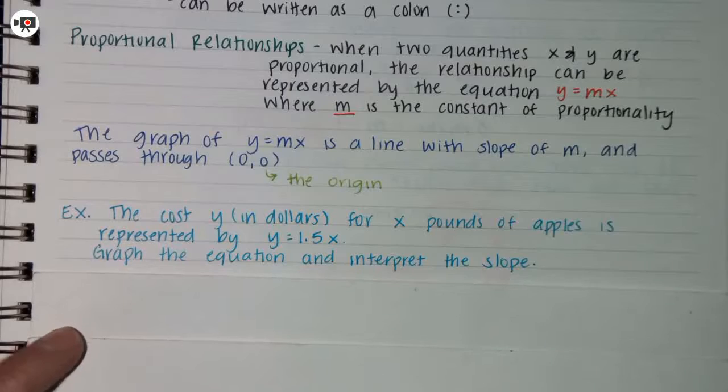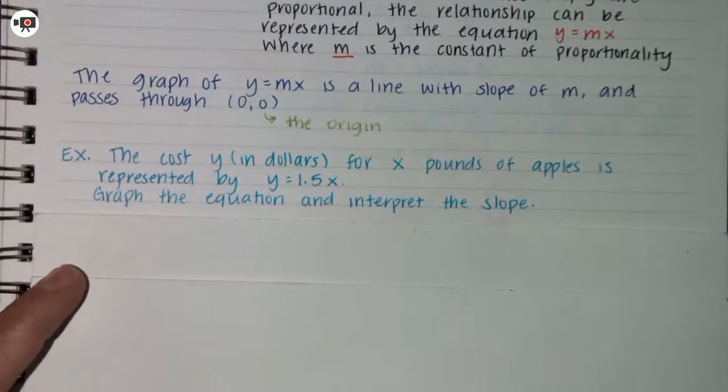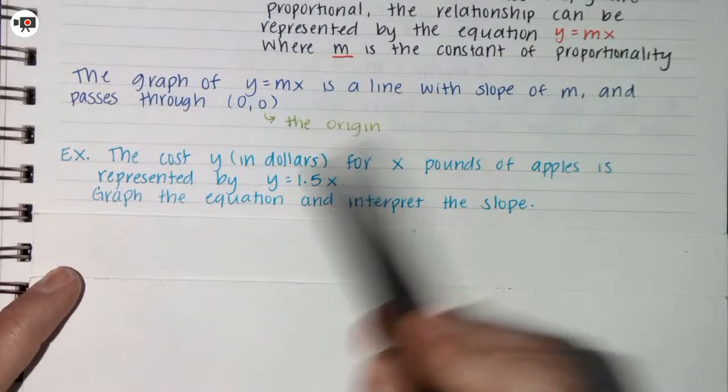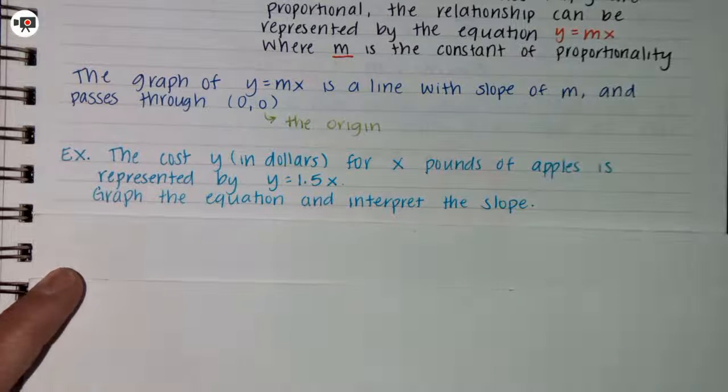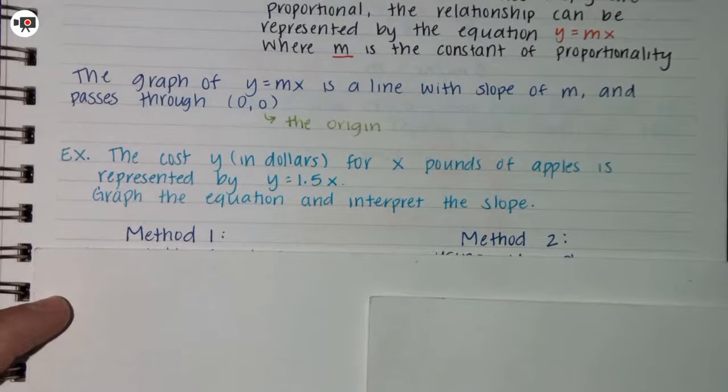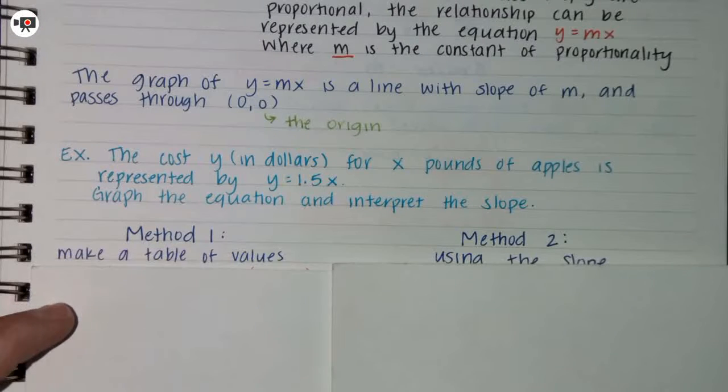And so let's say the cost in dollars for x pounds of apples is represented by y equals 1.5x. We're going to graph this and interpret the slope. We have two different methods that we can do, and the first one is going to be using a table of values. We've done this before. The second is going to be using the slope.